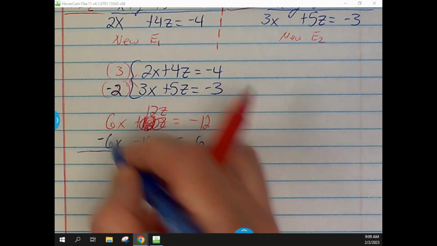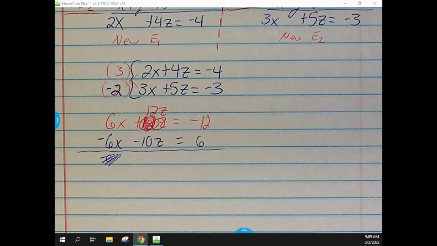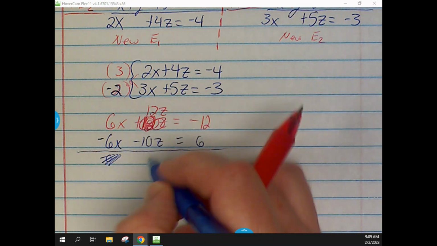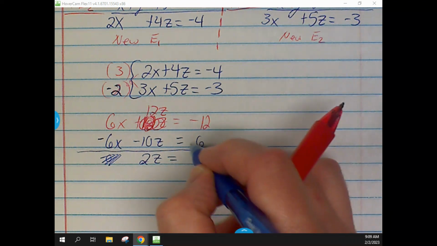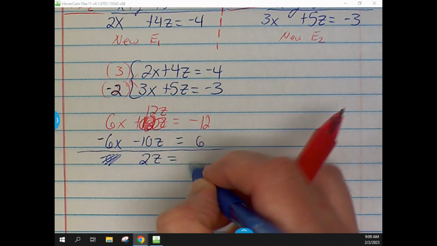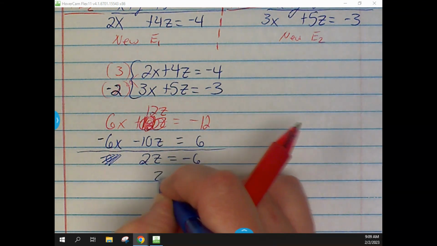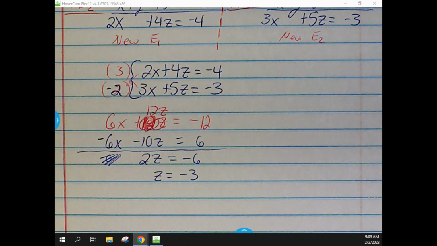All right, and then we've got 6 minus 6 for 0. That's what we want. That one is gone. We've got 12 minus 10. That is 2z. -12 plus 6, or 6 minus 12 will make that -6. So z is -3.